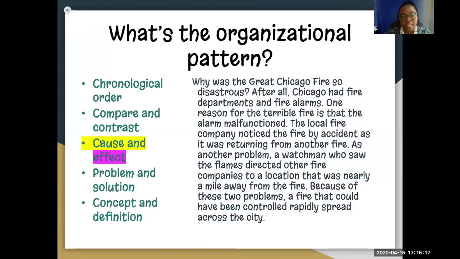Now, if you notice, this is highlighted in different colors. Yellow is going to be for the cause and pink is going to be for the effect. And we're gonna use that when we get to our graphic organizer.